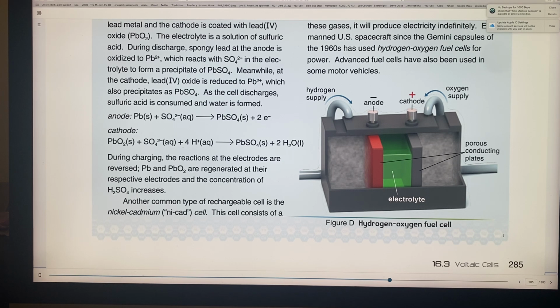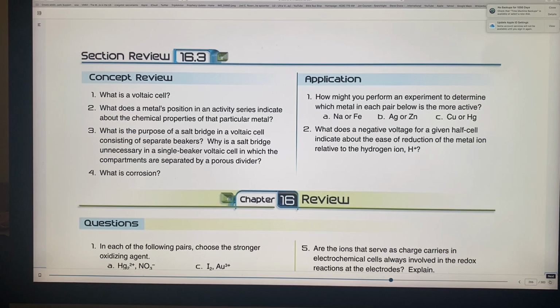In the 1960s they used these, and these advanced fuel cells have been used in some motor devices. They don't have this perfected quite yet, as you can see. Otherwise we'd be using them all the time. So let's go to the questions, and then we'll be done with chapter 16.